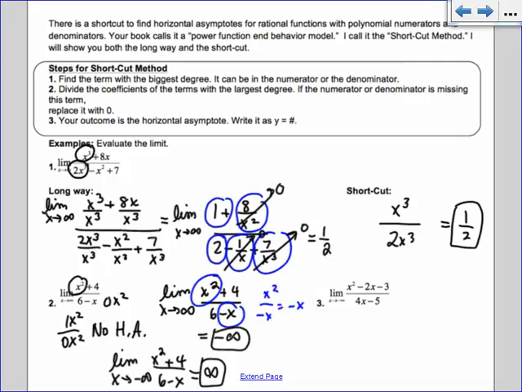So this is basically just like end behavior that we talked about in Algebra 2. So when I said things like, as x goes to infinity, y goes to negative infinity, that's what we're doing. As x goes to infinity, y goes to negative infinity.